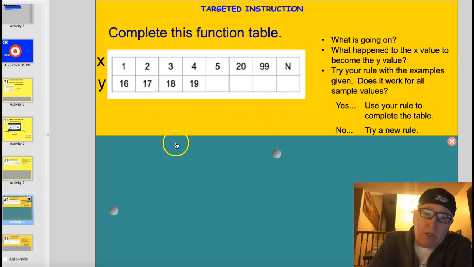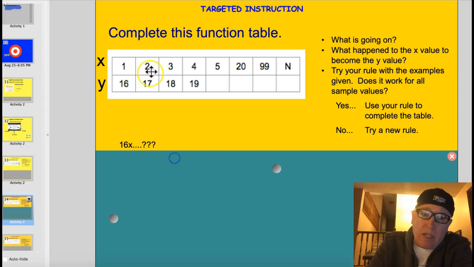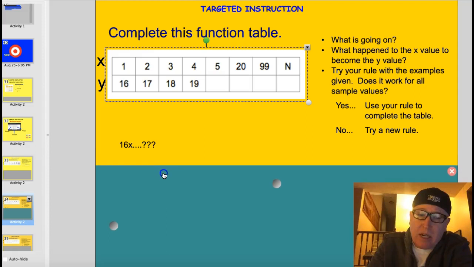All right, my first thought was that this one here would be times 16. 1 times 16 is 16. 2 times 16 is not. So, that rule's not going to work.